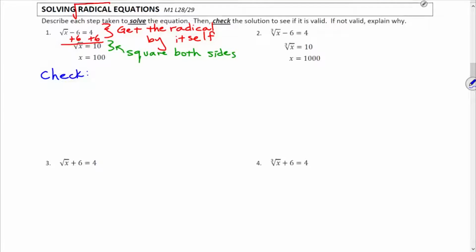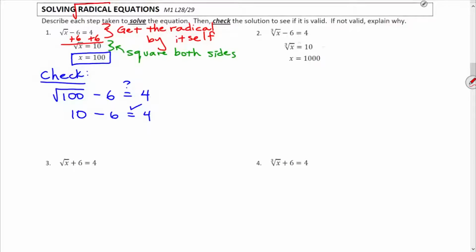So if I check, I plug the 100 back into the original equation and get this. So this one's just fine, and so I know that 100 is the solution to this radical equation. Next, let's look at number 3. I will again get the radical by itself by subtracting 6 from both sides.